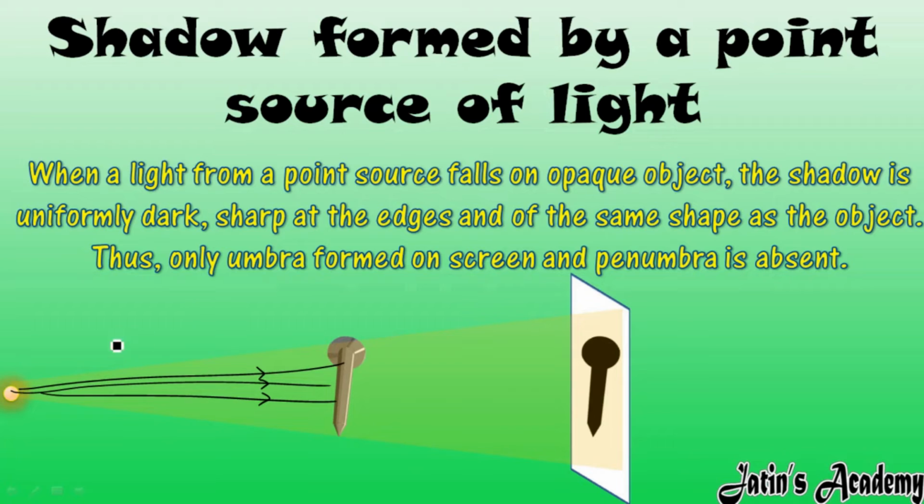Okay, so whenever light coming from a point source of light falls on an opaque object, the shadow is uniformly dark, meaning from the upside till the downside a uniformly dark shadow forms, and there are sharp edges at the end of the umbra. Only sharp edges are there, meaning here also like this, and here also the same kind of shape is there. As the shape of the object, the same shape of the shadow or umbra is going to form. And in this case, whenever a shadow is formed from a point source of light, only umbra forms, and penumbra is absent.